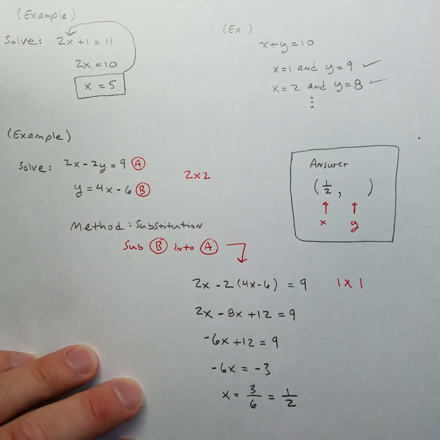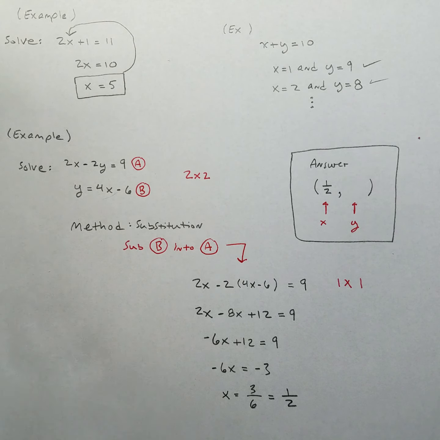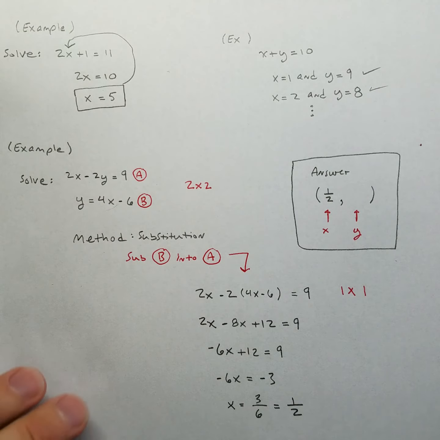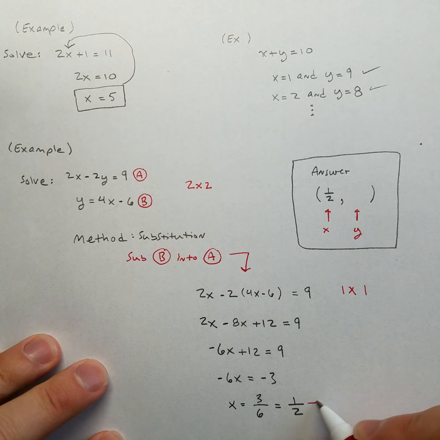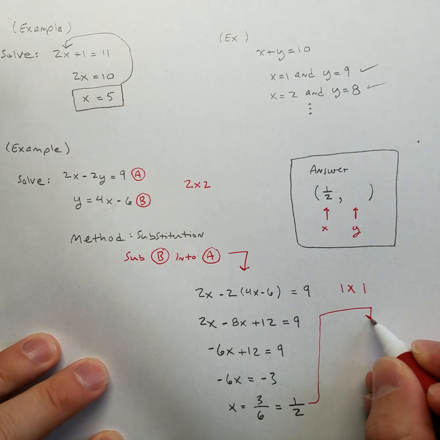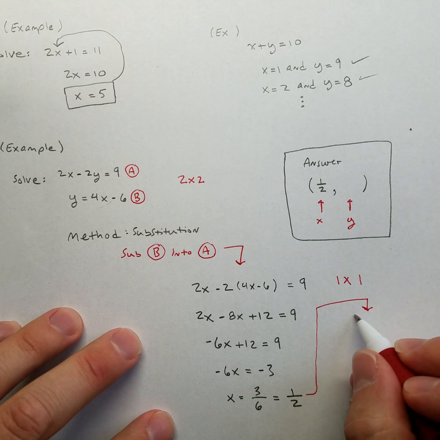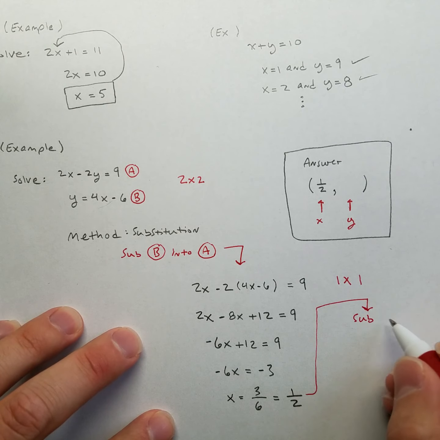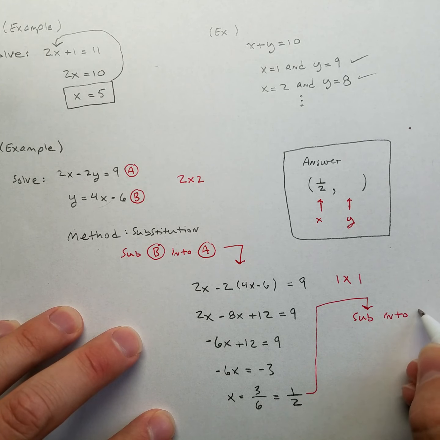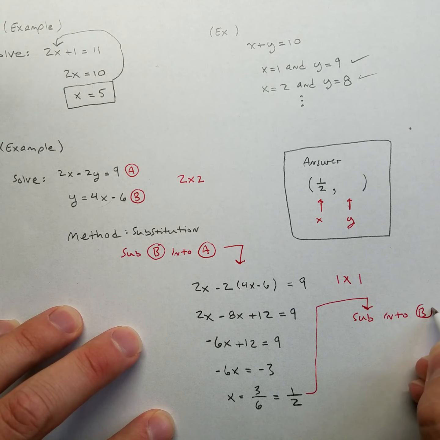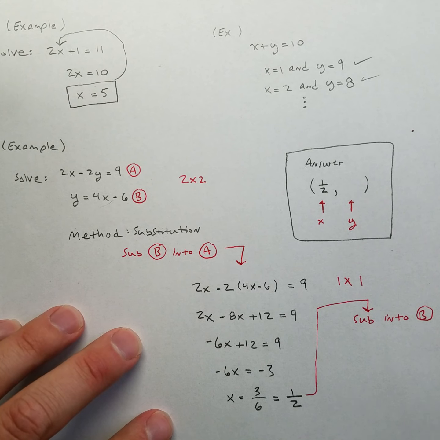Like, which one of these would you use? Okay, I think it'd be easier to use equation B. So let's do it like this. We take this answer, we take the fact that x is a half, and here's how I'll do it. I'll sub that into B, and what's it going to look like?